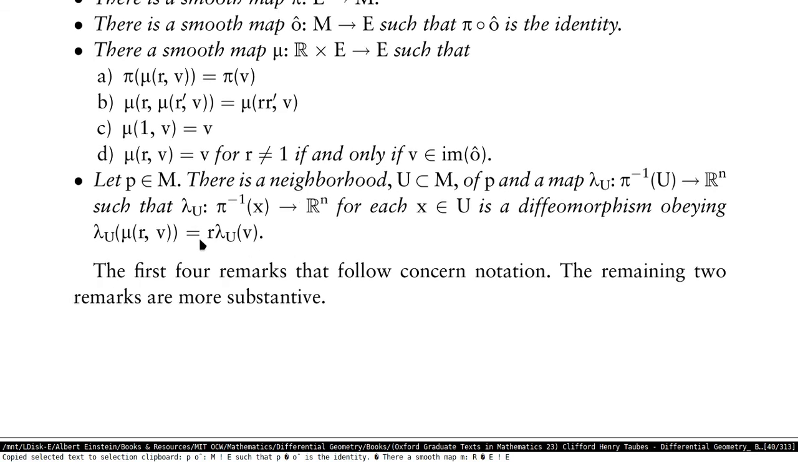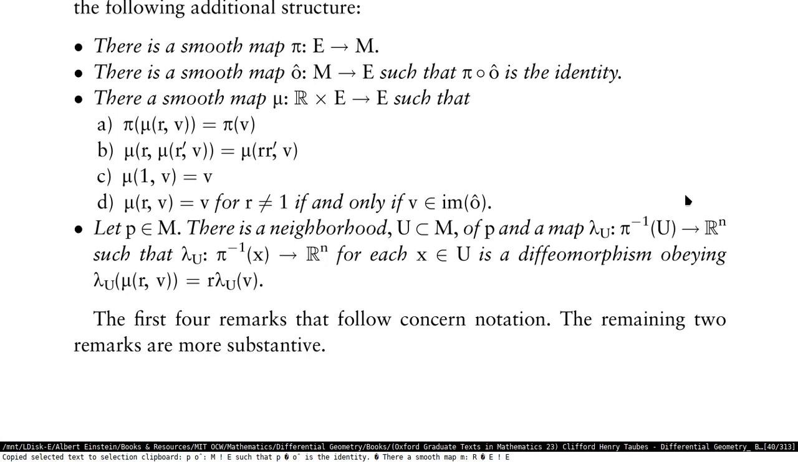And the last thing that we need to check is that if you take a point P in the manifold, then you have a neighborhood U of that P, and you have a map which takes you from the pre-image to Rn, such that when you restrict this map, which is like lambda u, to the pre-image of some x, then that gives you a diffeomorphism, right?